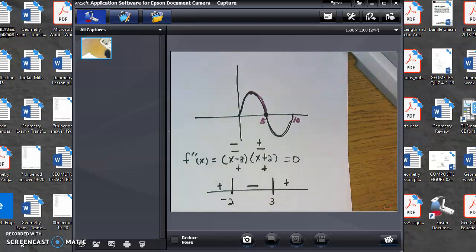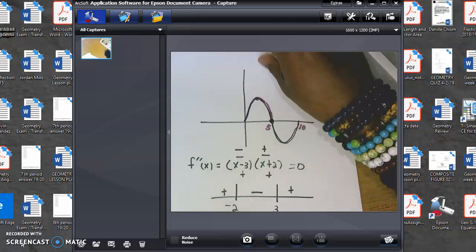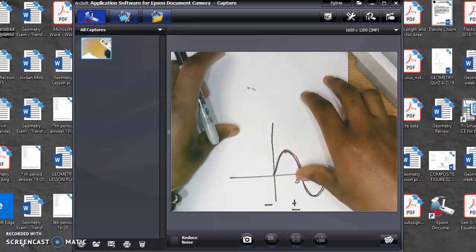The concavity is changing. I just had a student about to walk out, so I just want you guys to know what I'm dealing with. All right, so let's continue.